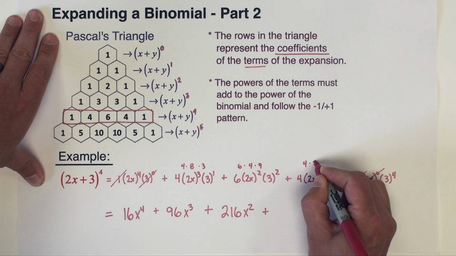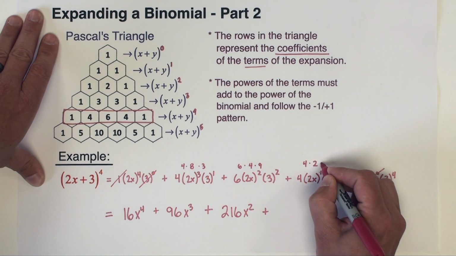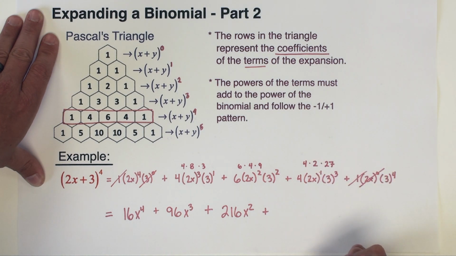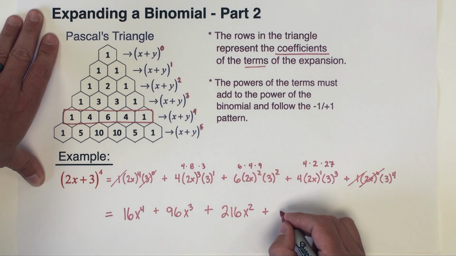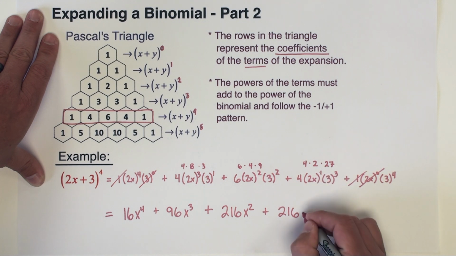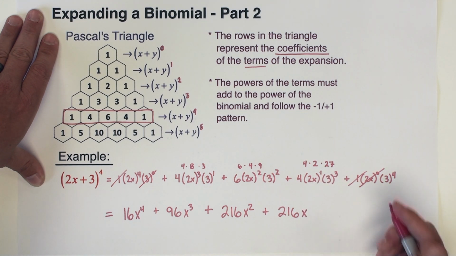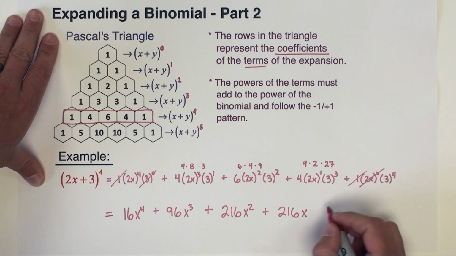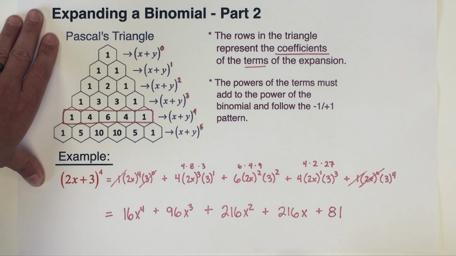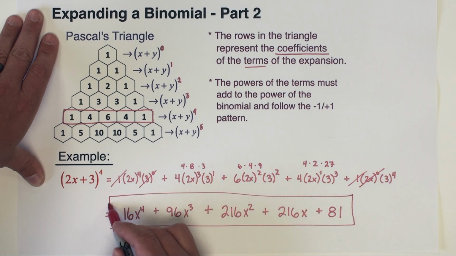Next term, I got the 4. 2 gets to the first power, which is 2. 3 is to the third power, which is 27. 4 times 2 times 27 is 216. X is to the first power, so just x. And then finally, the last term is just 3 to the fourth power, which is 81. That's it. There's our binomial expansion of 2x plus 3 to the fourth power.